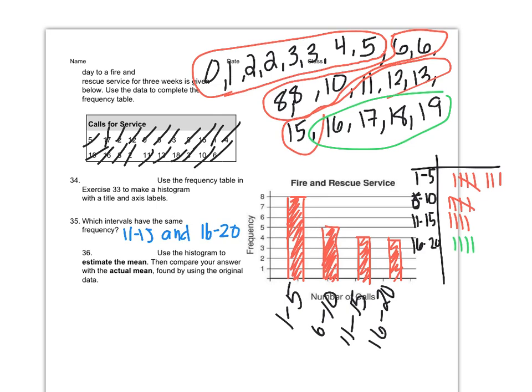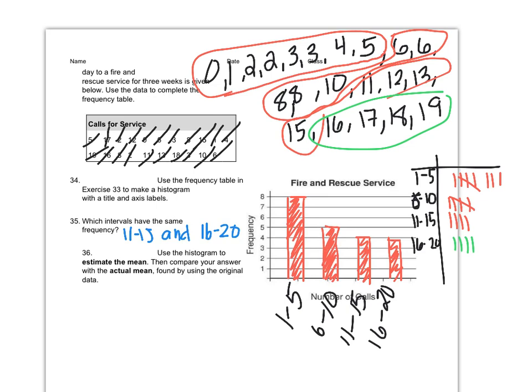So you can see that I made a table with frequencies happening through our graph, and then I graphed those points on the graph here after I've labeled. So I saw 1 through 5 had 8, 6 through 10 had 5, 11 through 15 had 4, and 16 through 20 had 4. I answered number 35. The ones that had the same frequency were intervals 11 through 15 and 16 through 20.